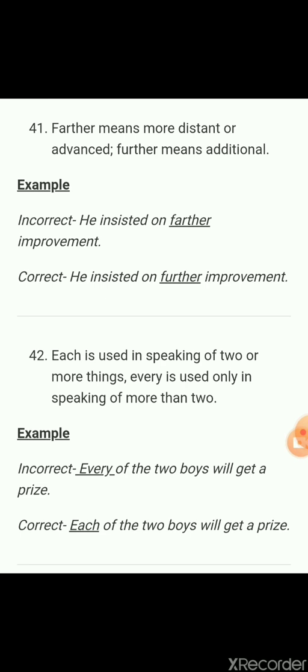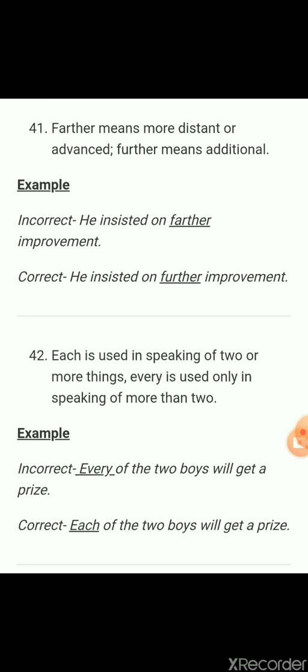Rule number 42: each is used in speaking of two or more things; every is used only in speaking of more than two. Very simple to understand. Each is used in speaking of two or more things, means there is "or", and every is used only in speaking of more than two. Every means compulsory, each means any of.